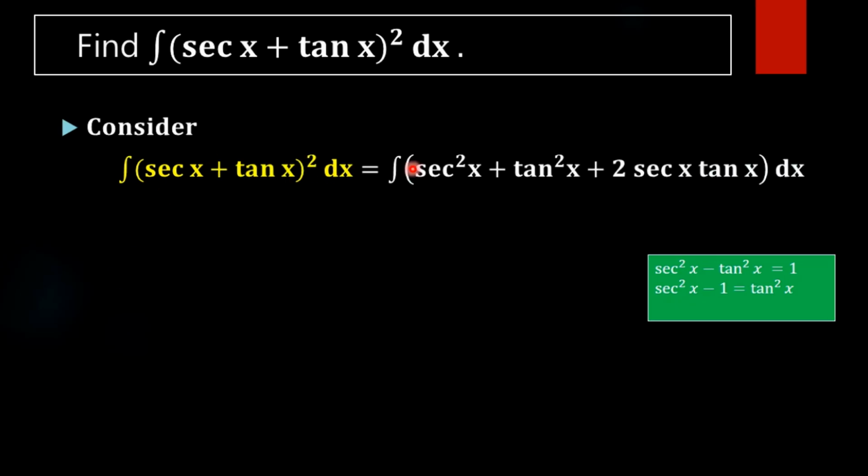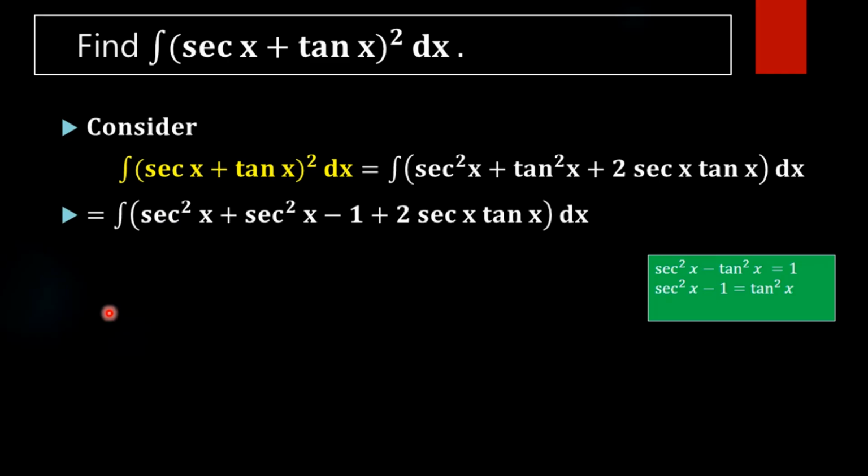On expanding, we will get sec square x plus tan square x plus 2 sec x tan x, that is (a plus b) whole square equal to a square plus b square plus 2ab. In the next step, we are rewriting tan square x using this, that is tan square x equal to sec square x minus 1. So we get sec square x plus sec square x minus 1 plus 2 sec x tan x.